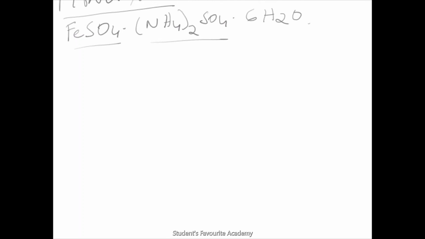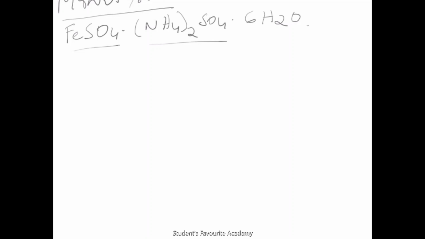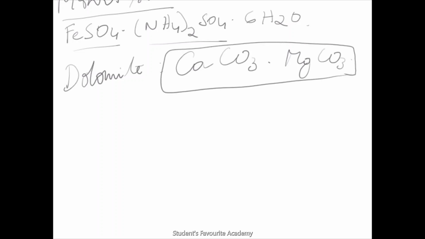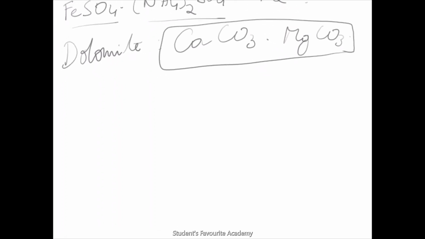Now another example of these double salts is dolomite. Dolomite, the formula is CaCO3·MgCO3. This does not have any water molecules attached to it. Okay. Then we will learn about mixed salts.